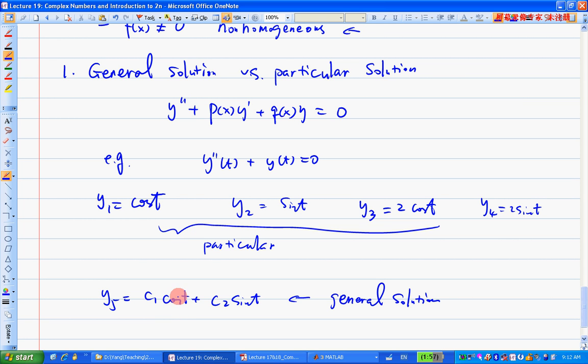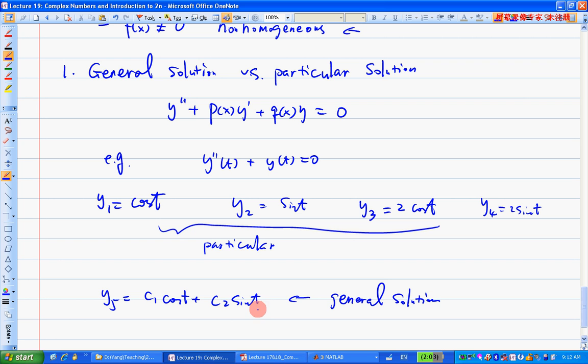So if you don't trust me here, you do the same thing. If you plug this in, c1 and c2 could be any real numbers, right? And actually, it could also be a complex number. If you plug this one into this second order differential equation, you can easily verify that this y5 is a solution. And we can show that it's going to be a so-called general solution.